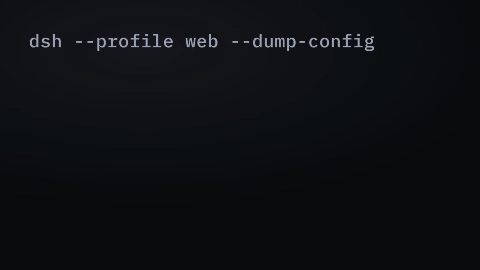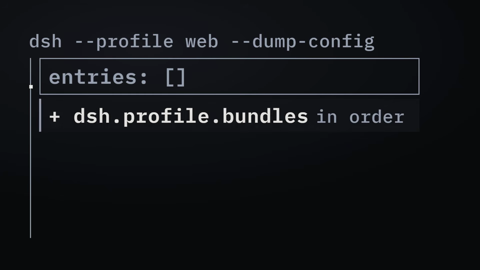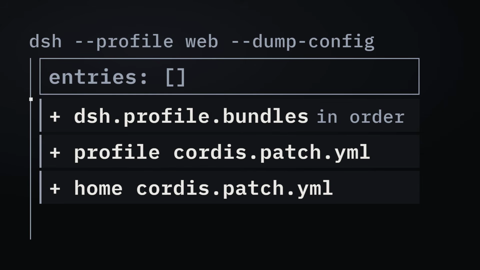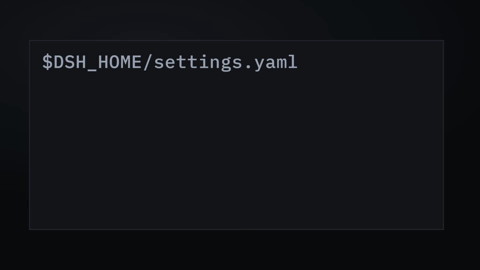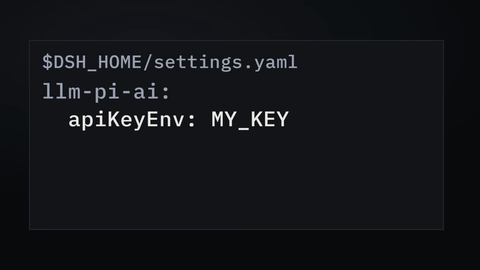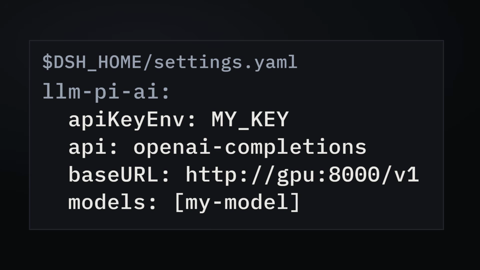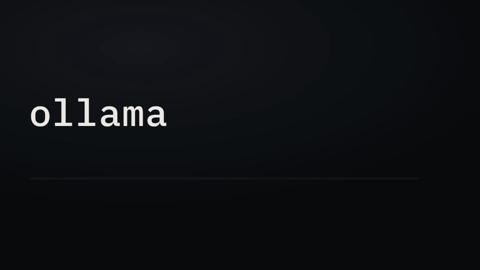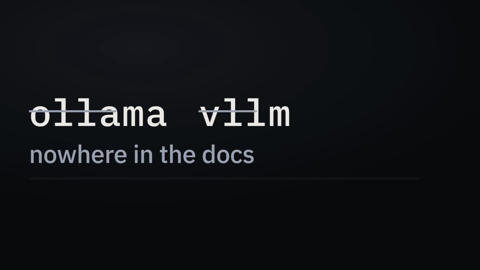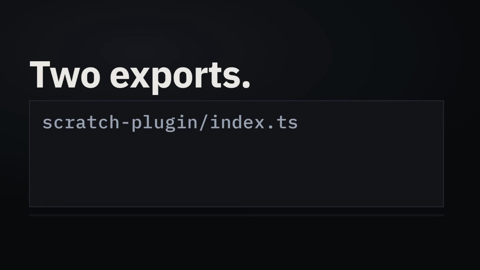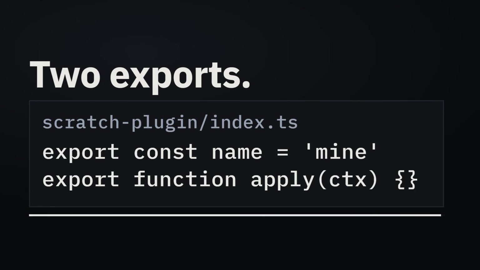Config is 4 layers over an empty list. Bundles, the profile patch, your home patch, then the command line. Pointing it at your own model is 4 keys: an API key variable, the protocol, a base URL, and your model list. Ollama and vLLM appear nowhere in the documentation. A self-hosted endpoint works anyway. Writing a plugin is 2 exports, a name and an apply function.